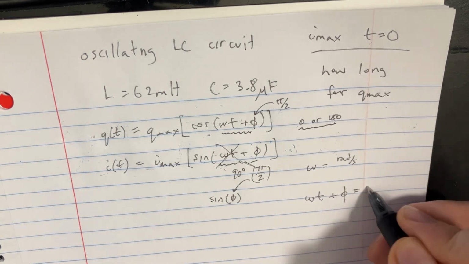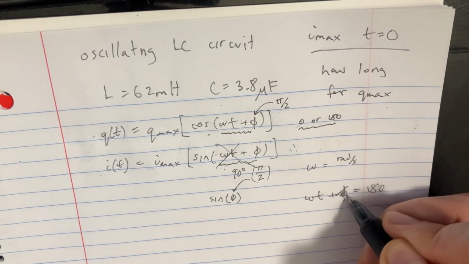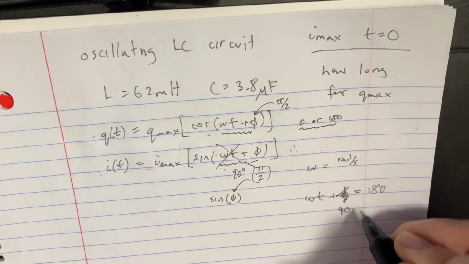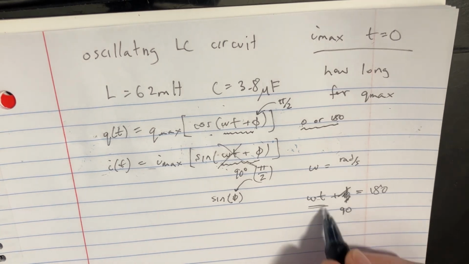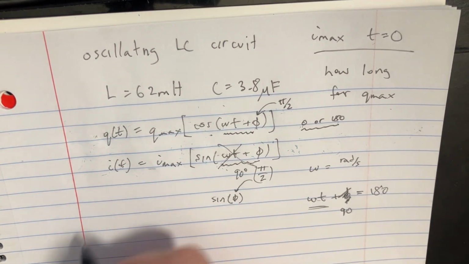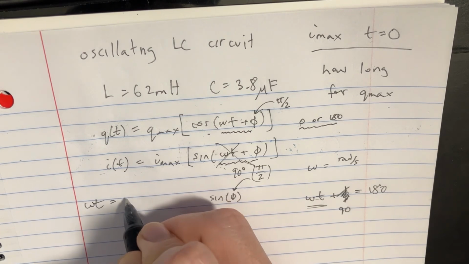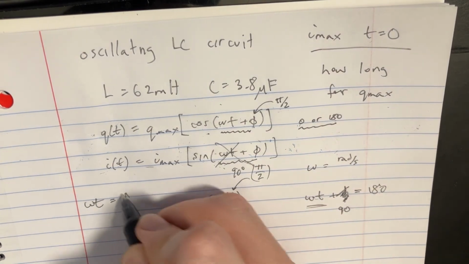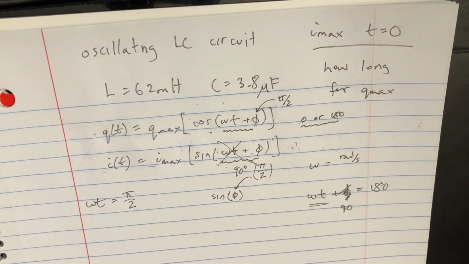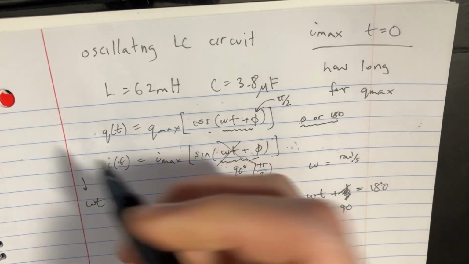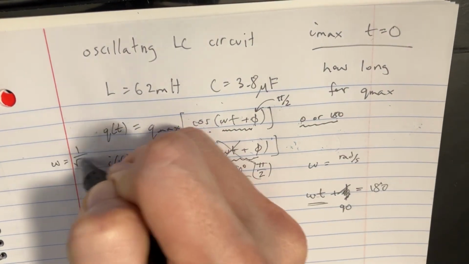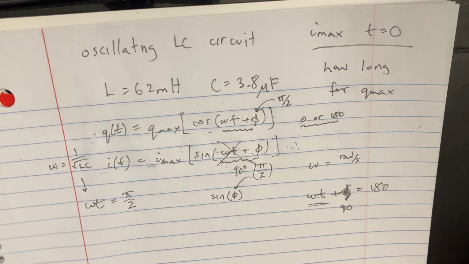I'm going to choose 180 because it's going to be a little bit easier to get there. Remember that this is supposed to be 90, and then omega t would be equal to 90. So we're going to have to make that equal to 90. So omega t is equal to 90, but it's pi over 2. Okay? So this is kind of the long roundabout way to do this, but remember that the omega is supposed to be 1 over the square root of LC.